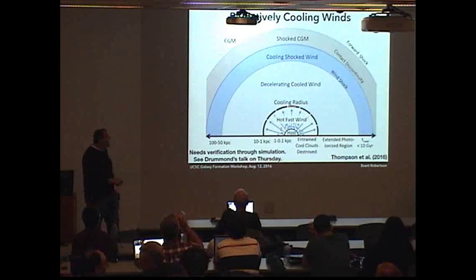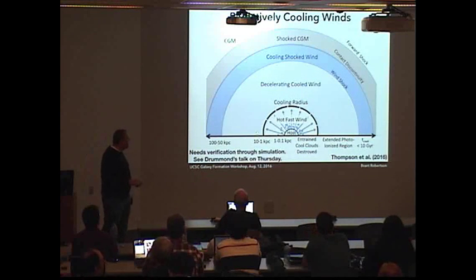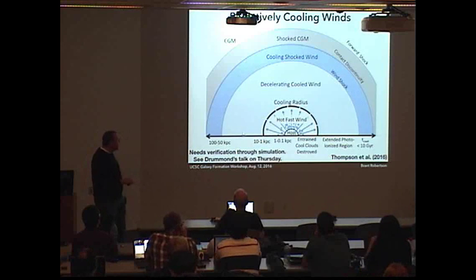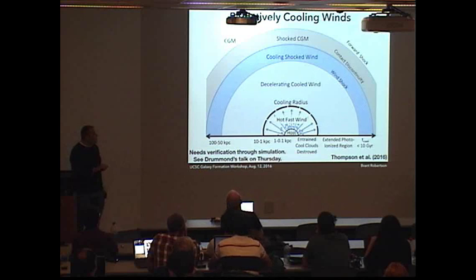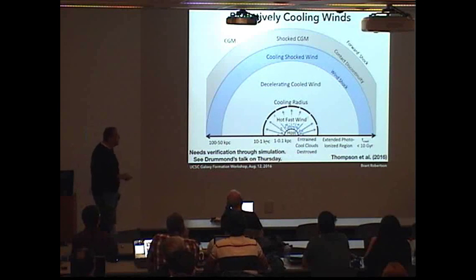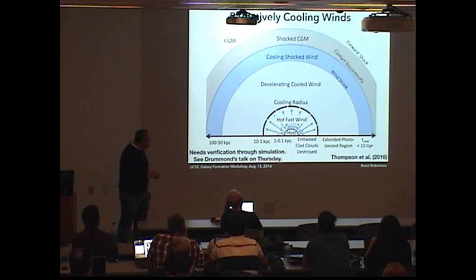And so he presented this kind of picture where there's some hot, fast wind that eventually cools out at, say, 10 kiloparsecs, beyond which there's some decelerated cold wind. I wouldn't pay too much attention to all this. I would rather look at Drummond's talk. He was actually simulating the processes out here. I think what we really need to do, and I know he's working on this and Evan's working on it too, is to really simulate what happens within this cooling radius.